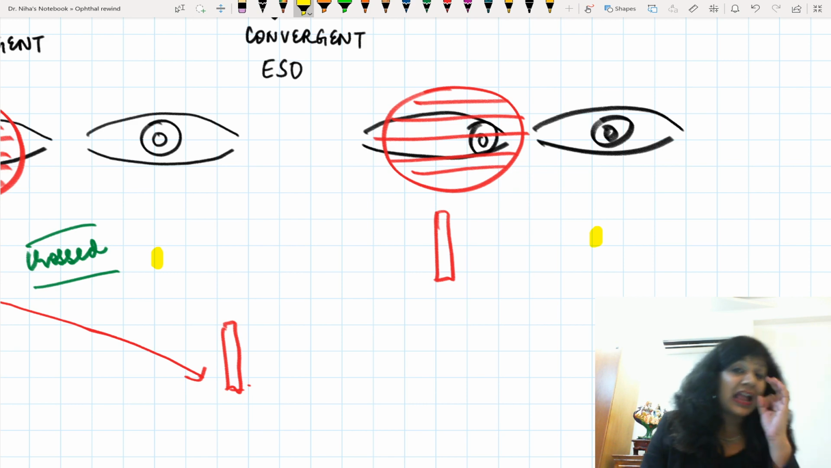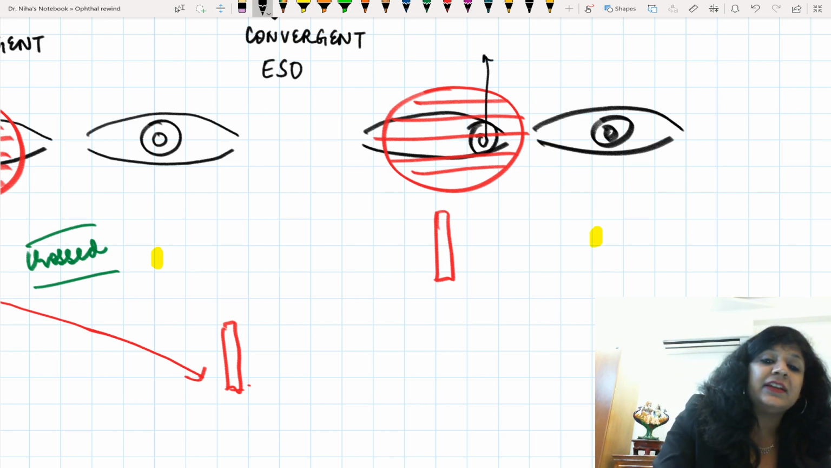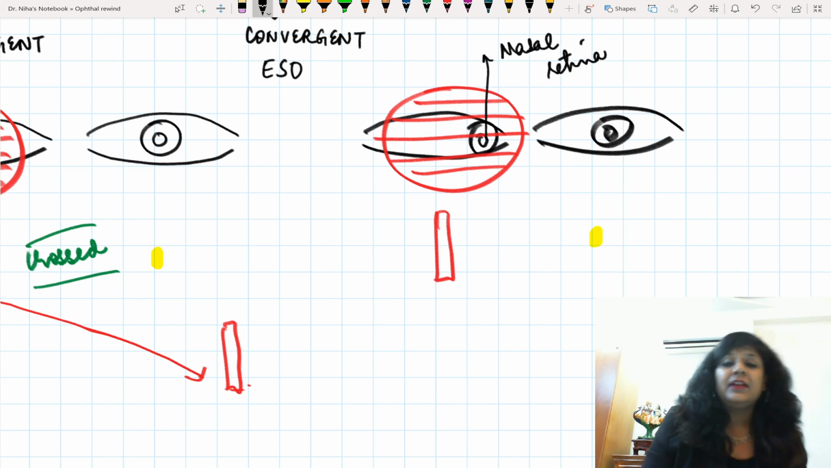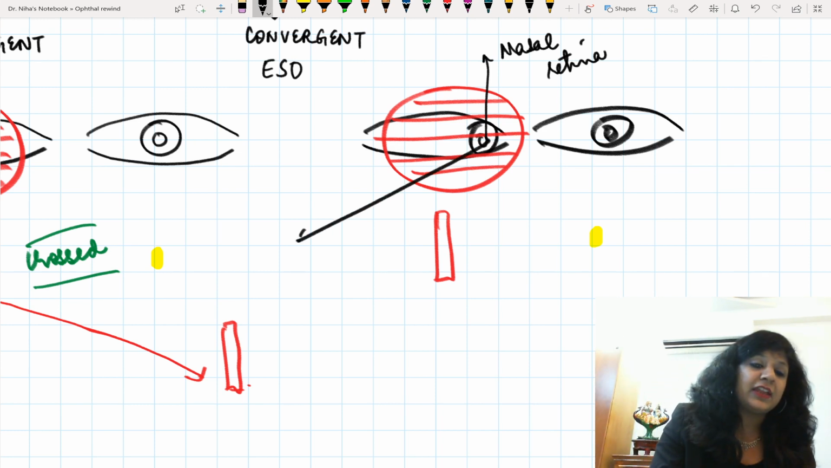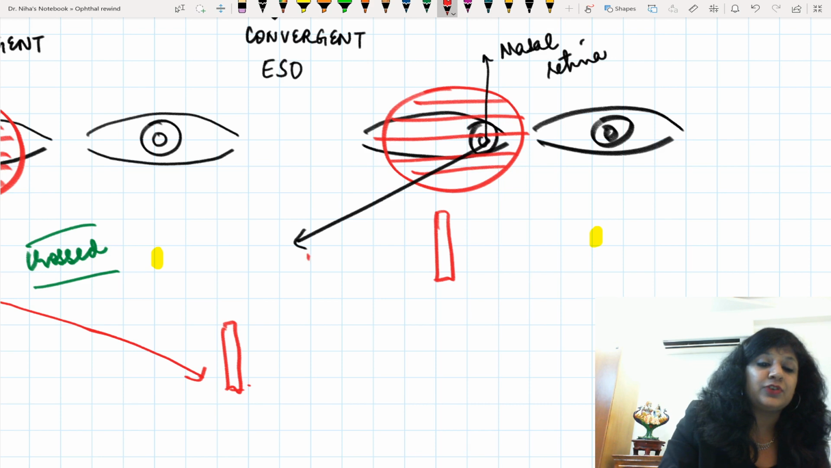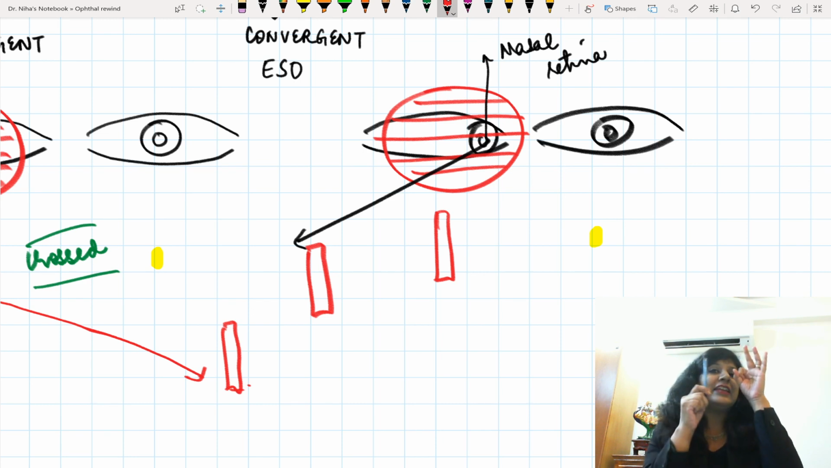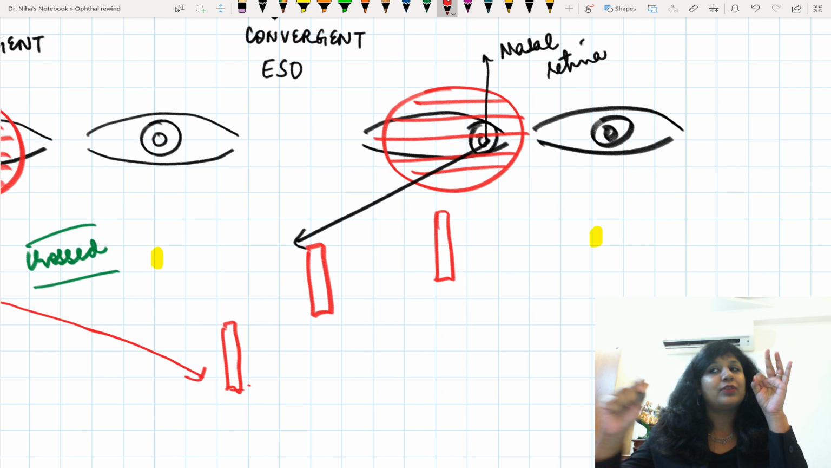Now because this eye is deviated inside, it will stimulate the nasal retina. Nasal retina will form the image on the temporal side. So now the image is formed on the temporal side. So it is like this. If my hand was like this, this eye was seeing a dot reflex and this eye was seeing a line, right? What is happening? It is deviated inward. It is stimulating this nasal retina. Nasal retina is forming the image on the temporal side.